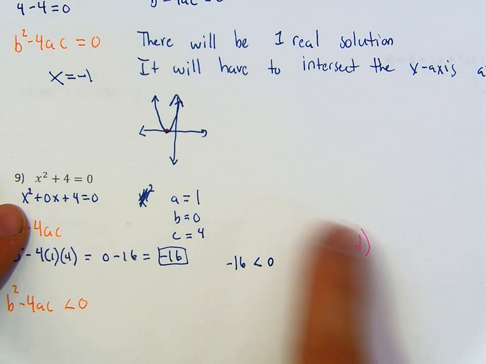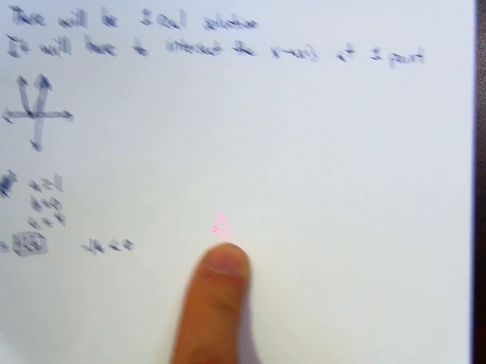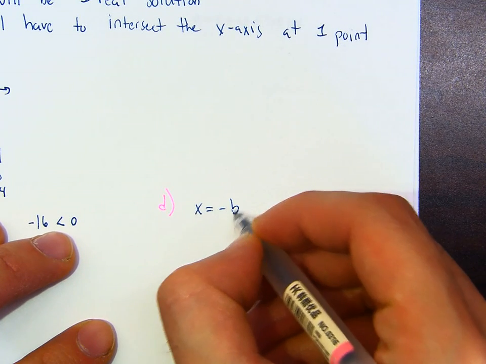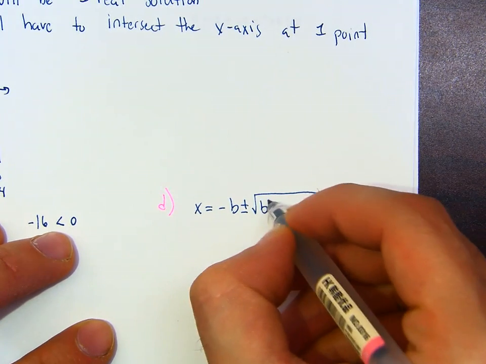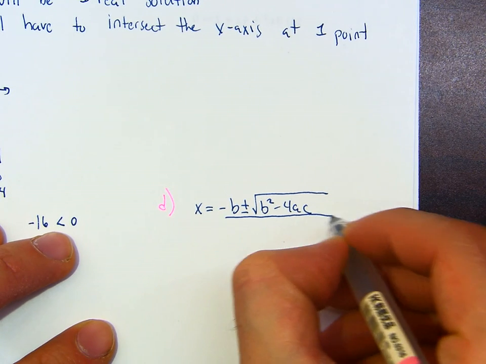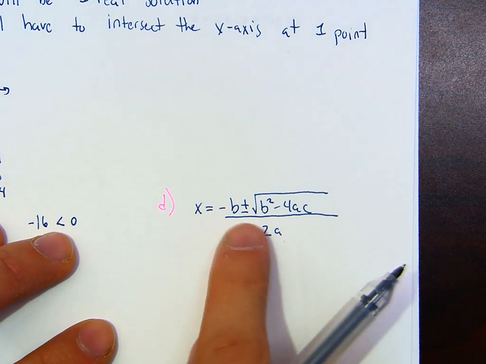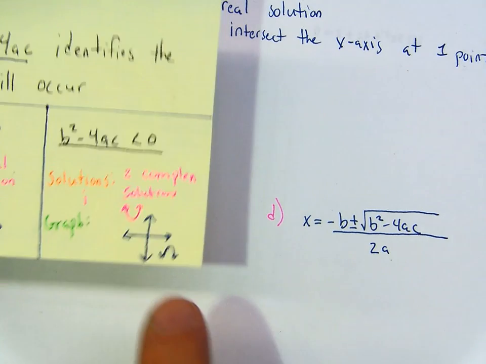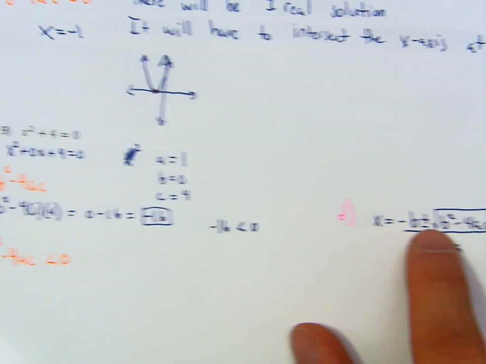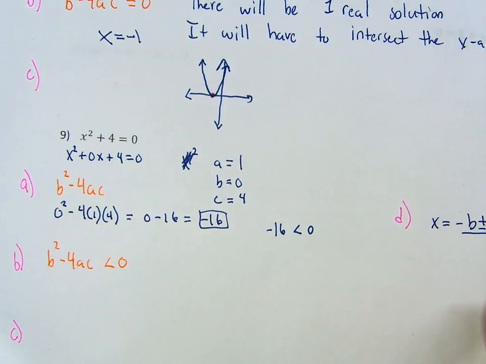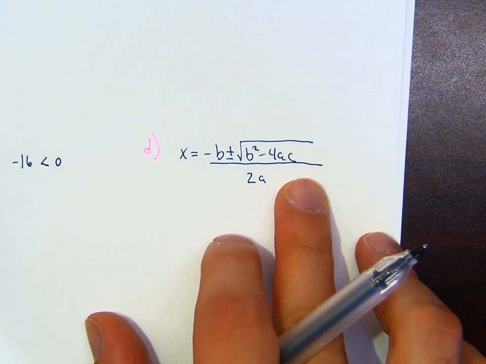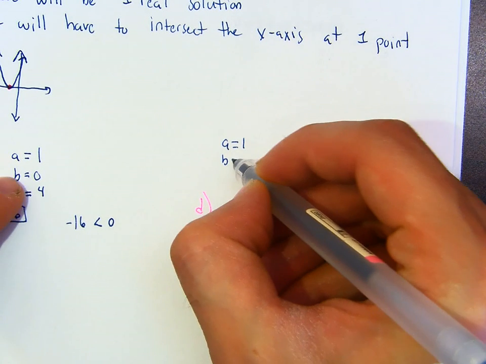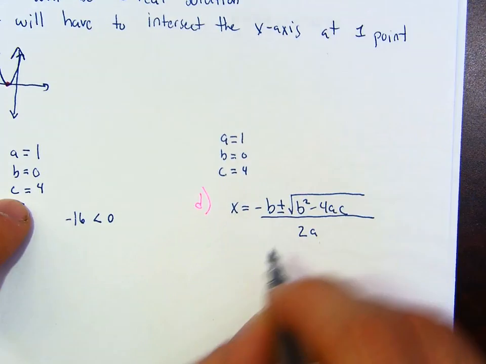Like, what are the solutions to this? Well, that's what I want you to do right now. Just take a second, use the quadratic formula. X equals negative b plus or minus square root of b squared minus 4ac all over 2a. Use the quadratic formula to see what the two complex solutions will be for this function x squared plus 4. So let's take a look. Here, you remember, you know your a is 1, your b is 0, and your c is 4. So let's plug it in.